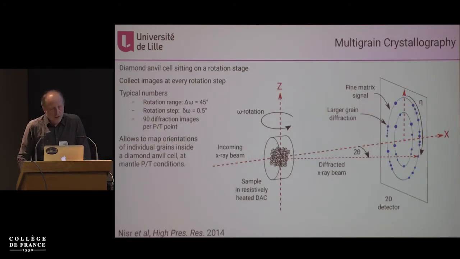So to do that, we use a new technique which took us many, many years to get working, which is called multigrain crystallography. The idea is that in a diamond cell sample, you can use a single crystal, that's one way, or you can use a polycrystal, and then you have many grains. Instead of using the many grains as a powder, which is typically done in high-pressure experiments, we want to track the grains, all of them. I would like to track all of them, but at least 50% of them.